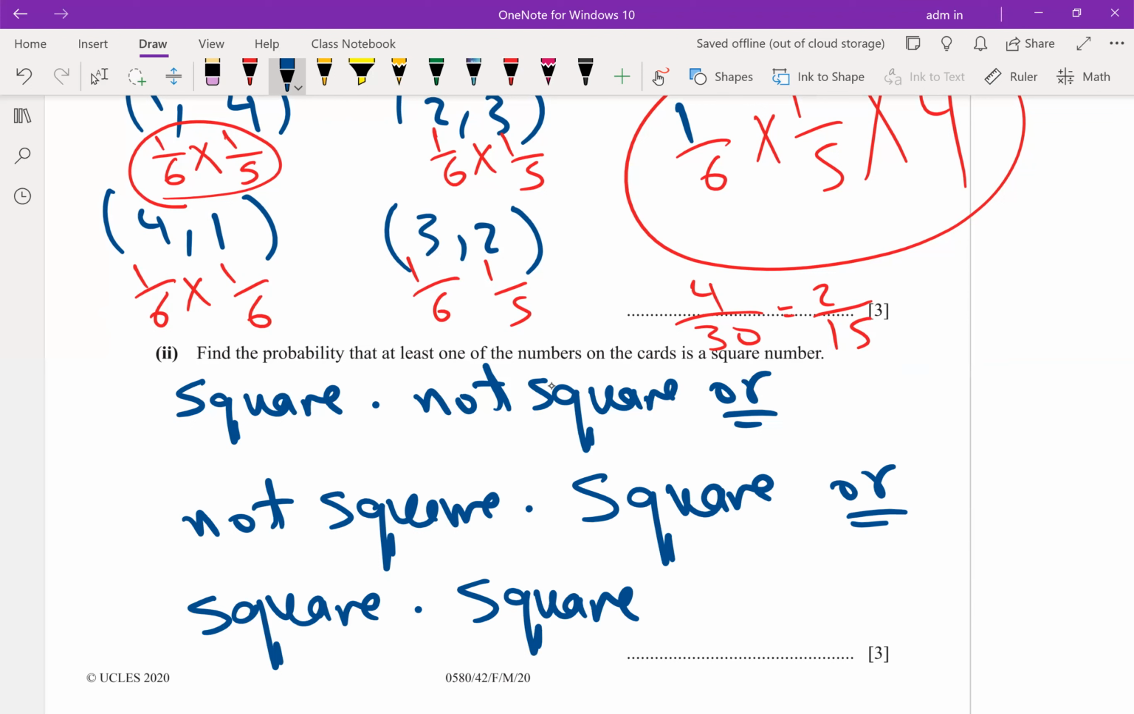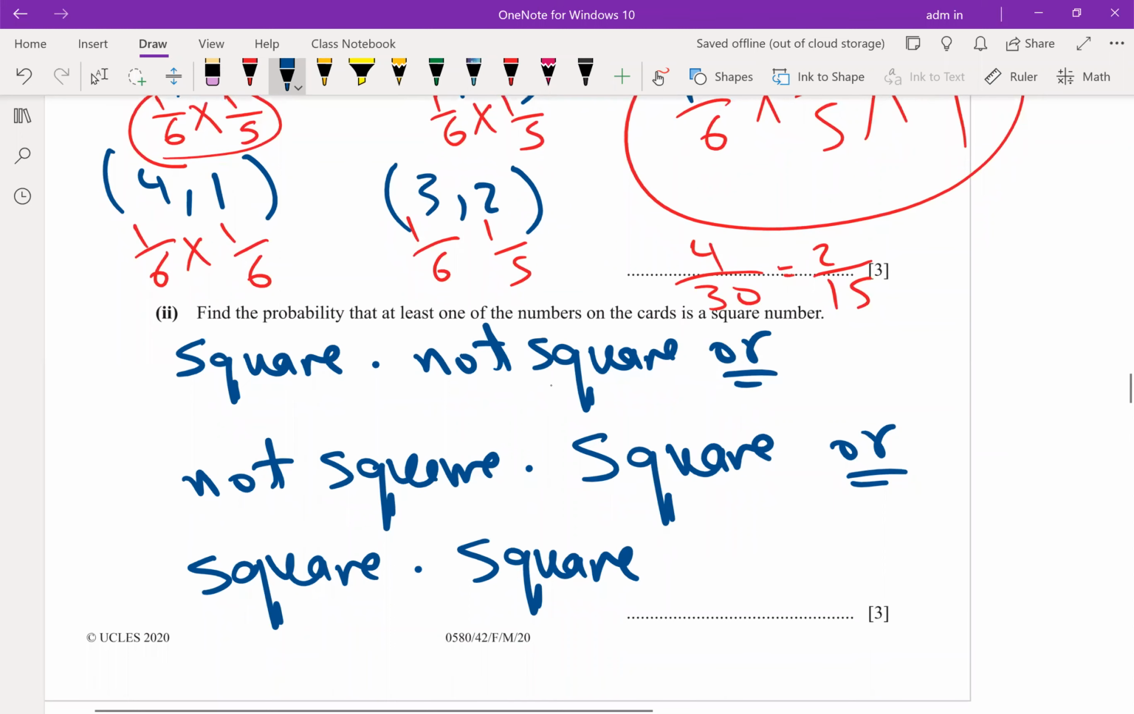It's written at least one of them is a square. So maybe the first is a square, but the second is not. Maybe the first is not a square, the second is a square. Maybe both are squares. Let's start now to get the first case. Square. How many squares do we have? 2. Perfect. Which is 1 and 4, right?